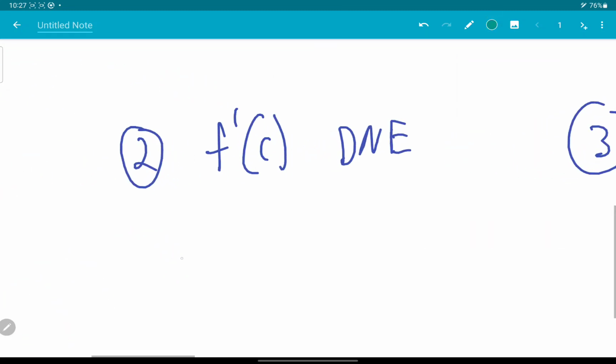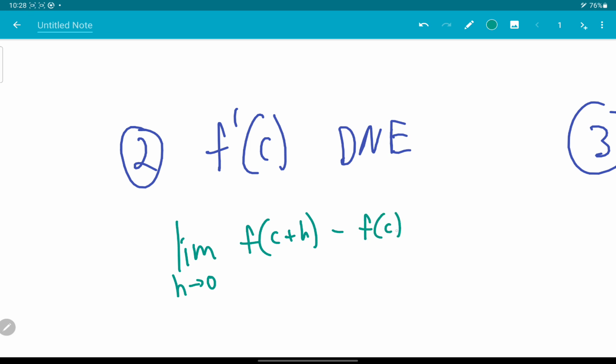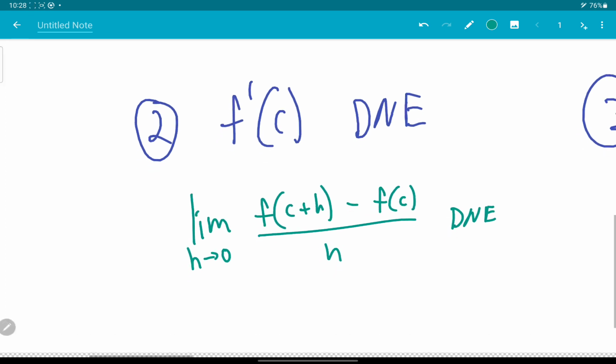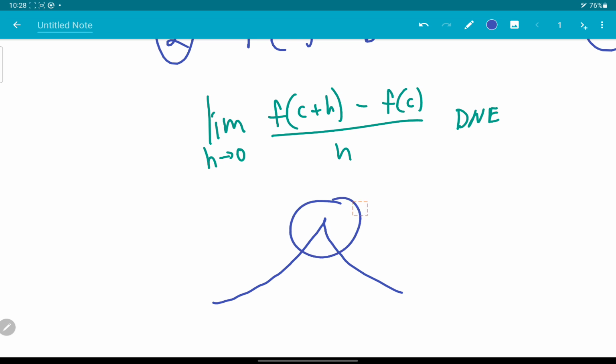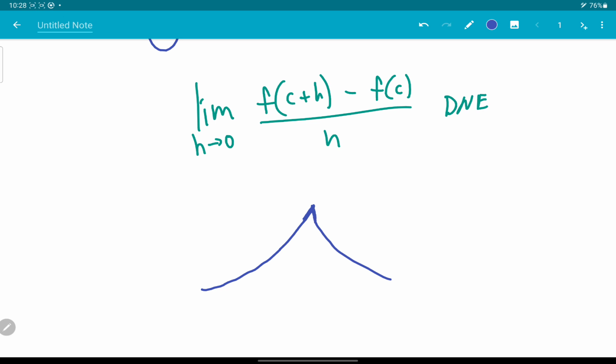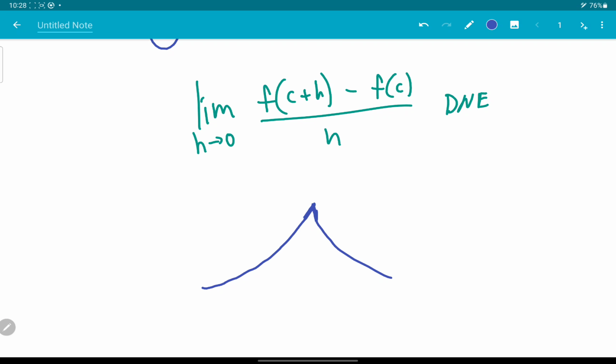f prime of C does not exist, meaning this limit, as h goes to 0 of f of C plus h minus f of C, over h, does not exist. That's what we mean technically. But what can happen is you could have a function that behaves kind of strangely. You could have a function, and we'll see this later, that goes like a sharp edge. Hopefully you can see why the derivative doesn't exist here, because your slopes are positive and then all of a sudden negative. It's that sudden change which, vaguely, is causing this limit to not exist.